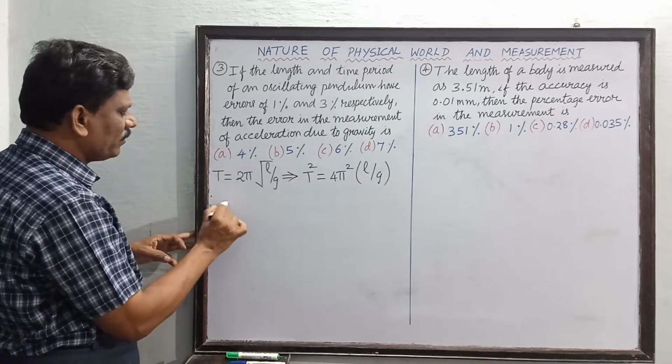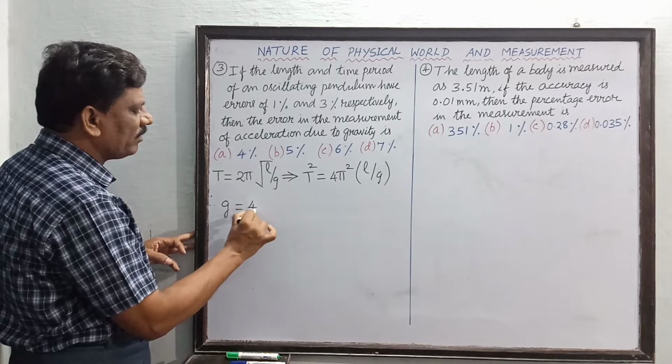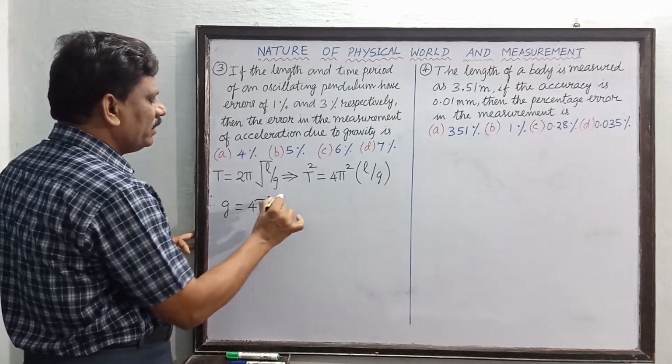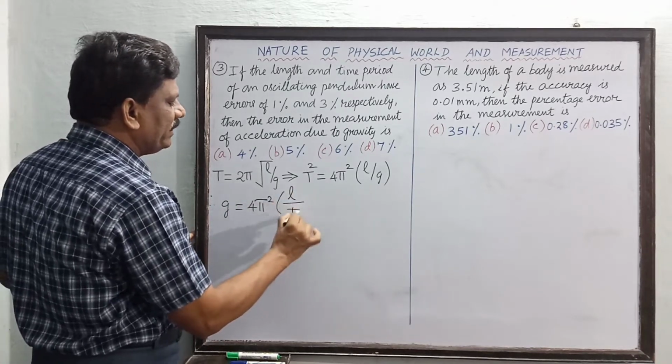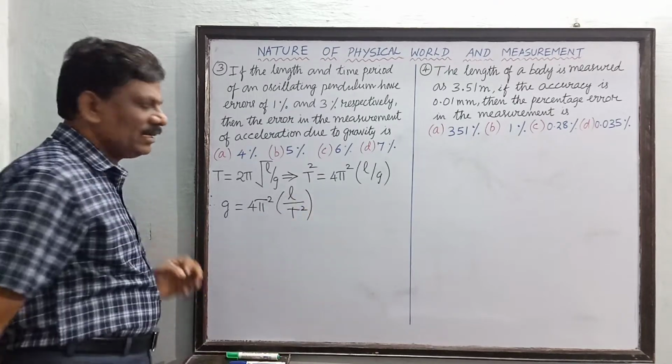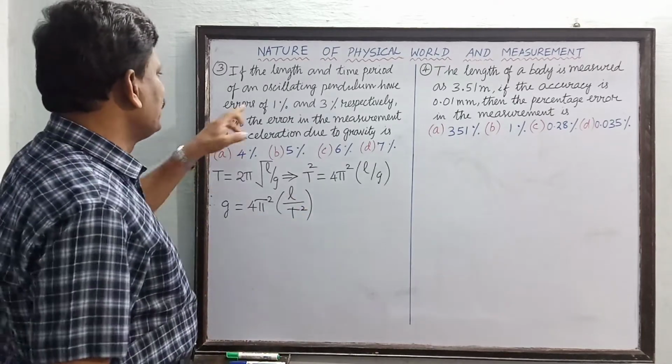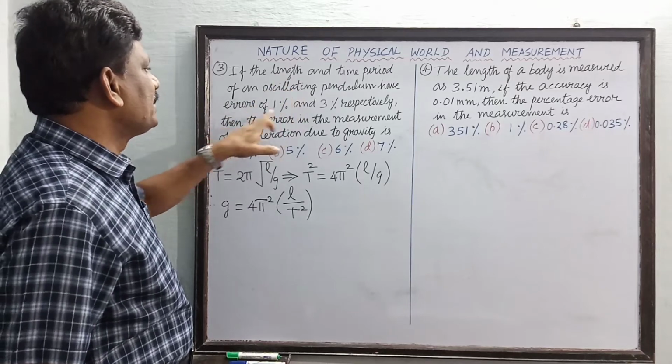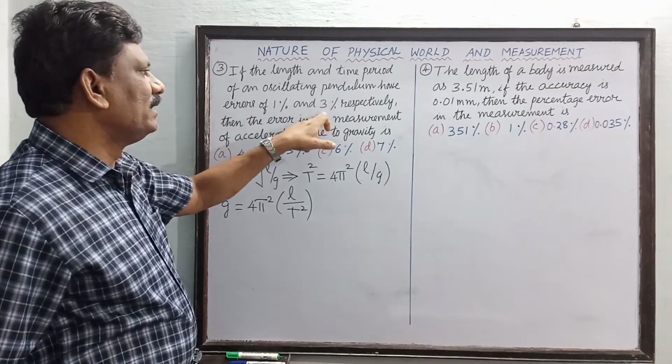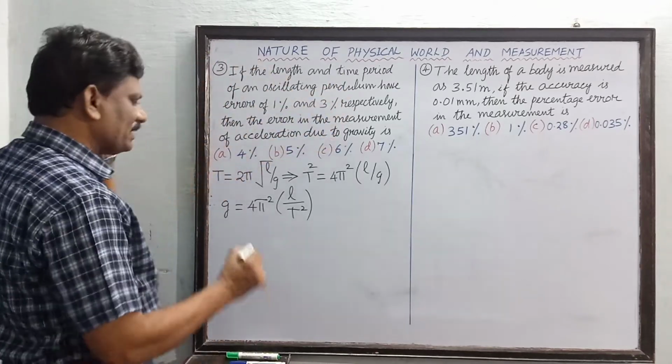Therefore, G is equal to 4 pi square into L divided by T square. So this is the basic expression. Now what is given here? The length is having a percentage error of 1% and the time period is having 3%.